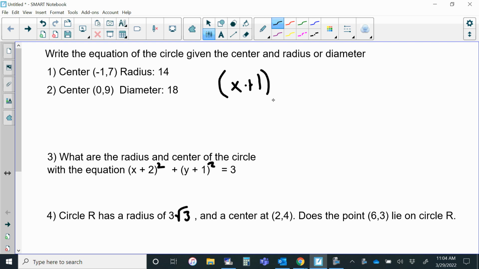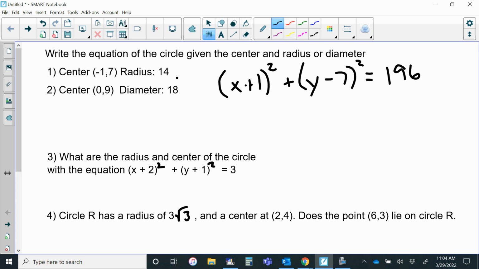What? Squared plus y what? Minus 7 squared equals... and how'd you get 196? 14 and squared it. Remember, it's the opposite of whatever's in these bubbles.